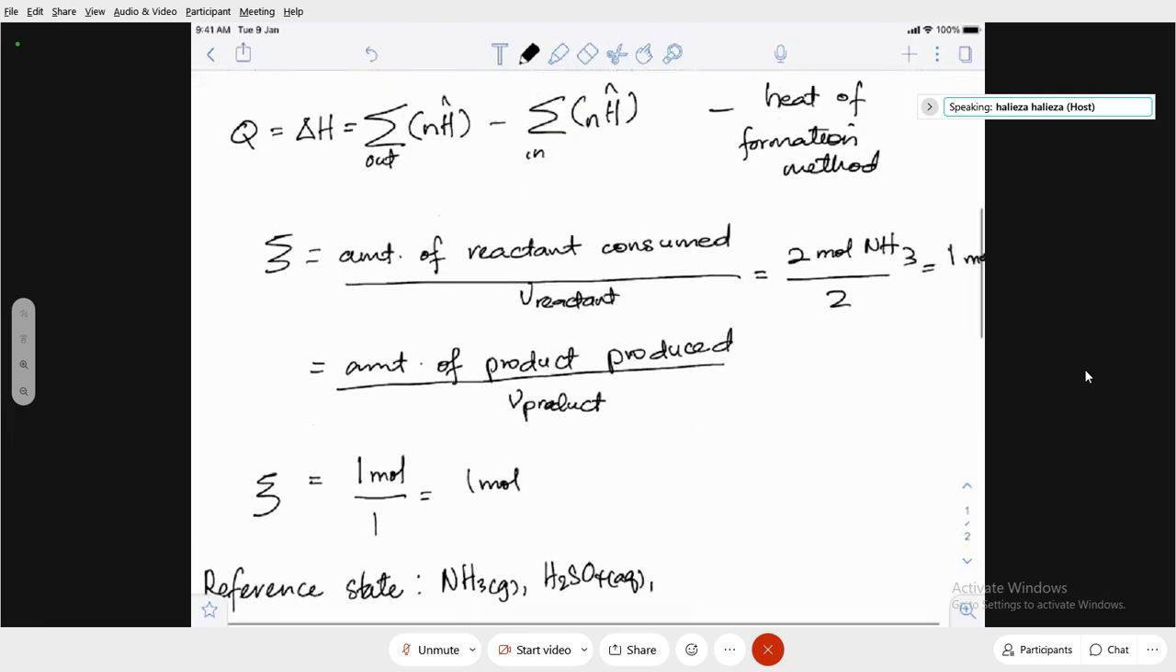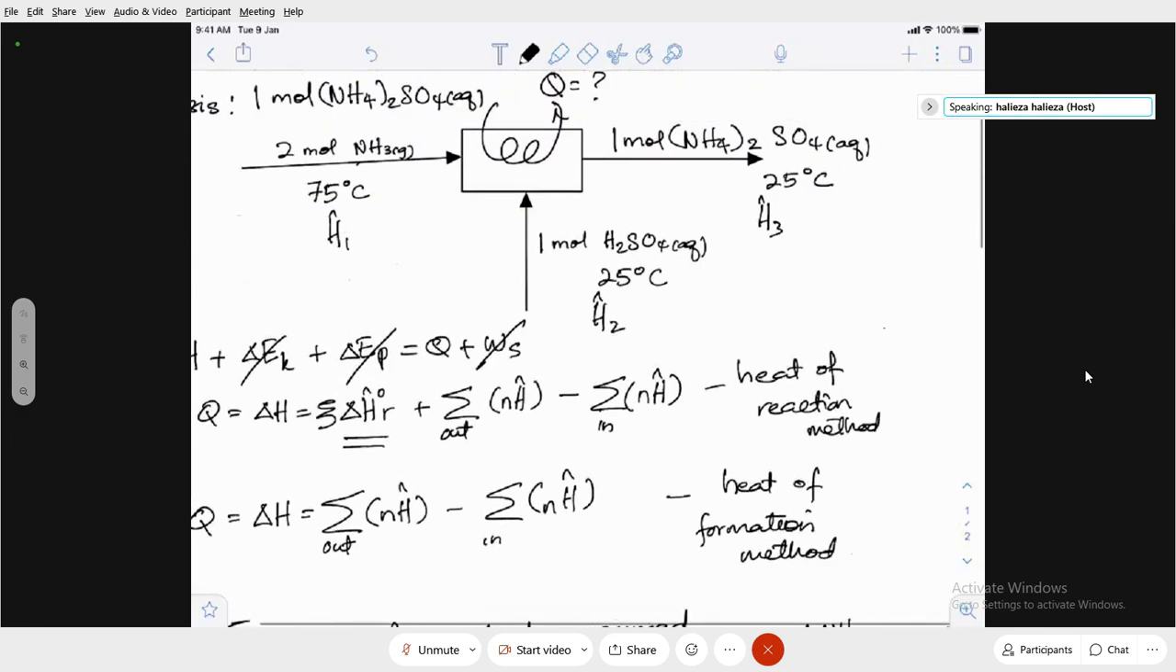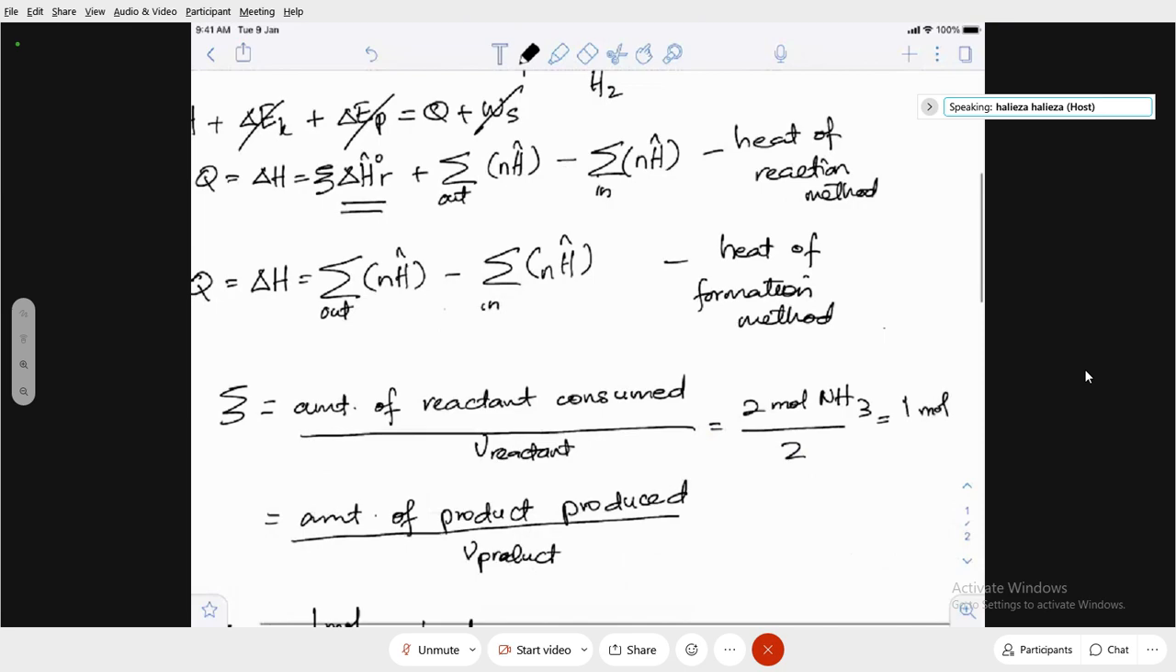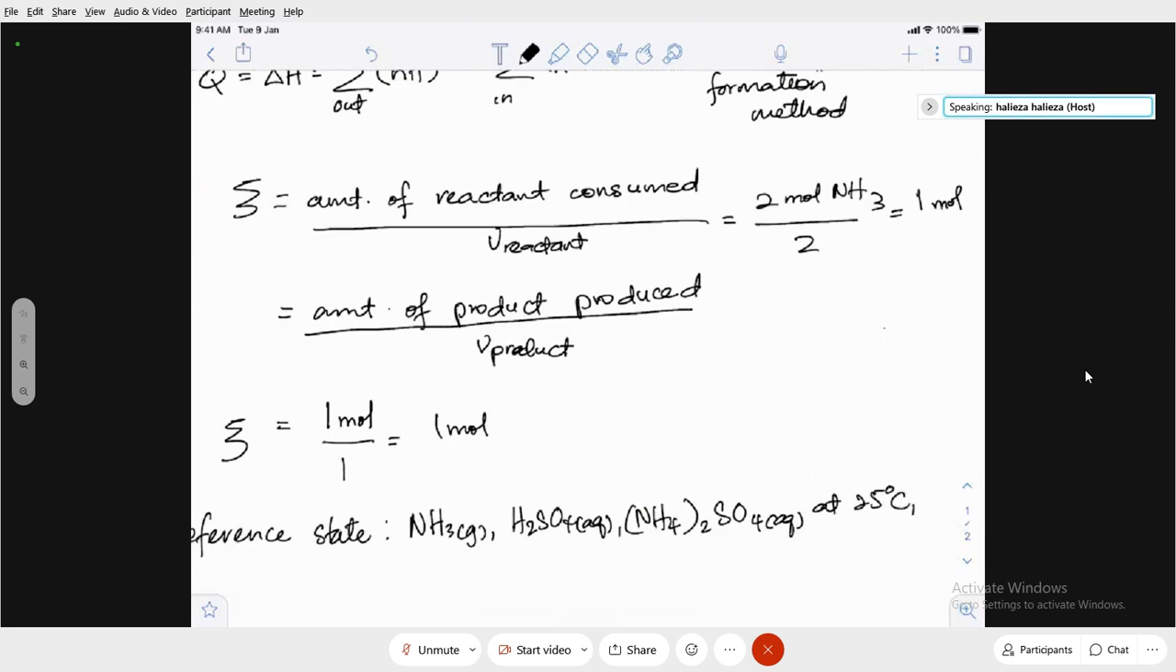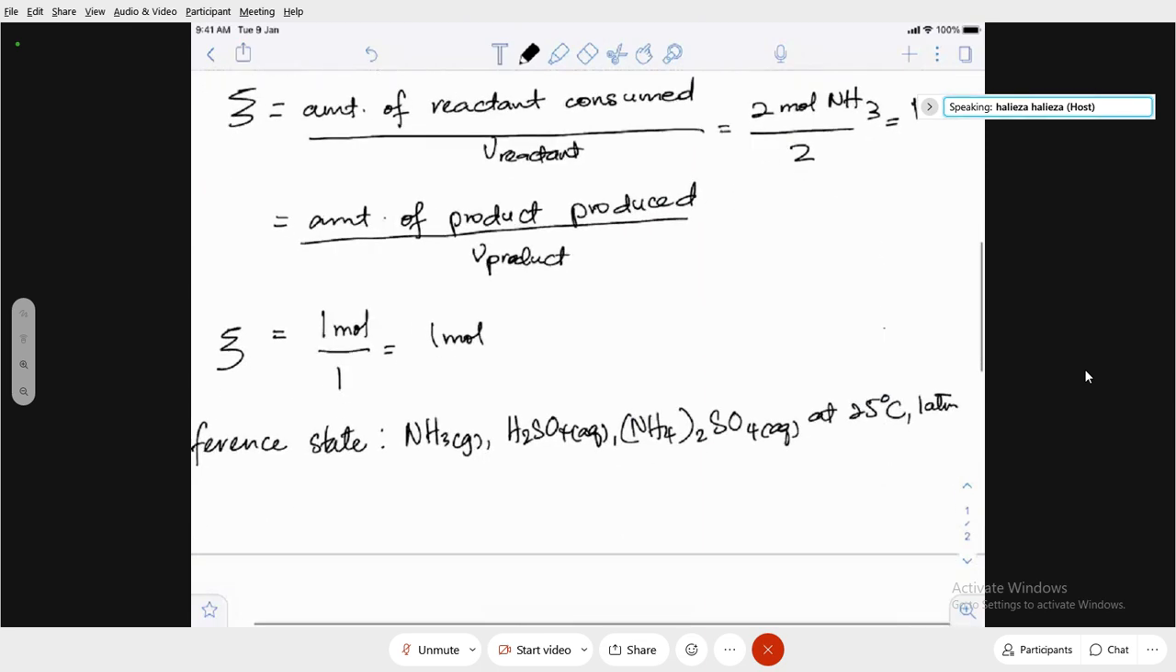and your compound, the product, which is ammonium sulfate. So let's look at the formula: NH4, then you have sulfate, that's 4. That's going to be aqueous. And all of it is at 25 degrees C, 1 atm. So that's your reference state. You need to specify a reference state before you can proceed to do the calculation of the enthalpies.